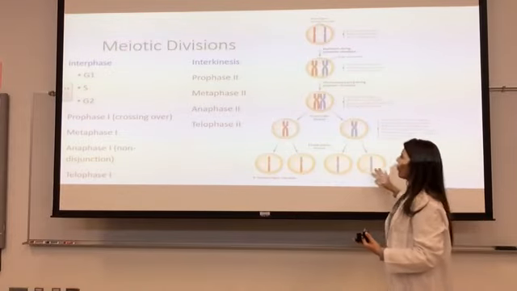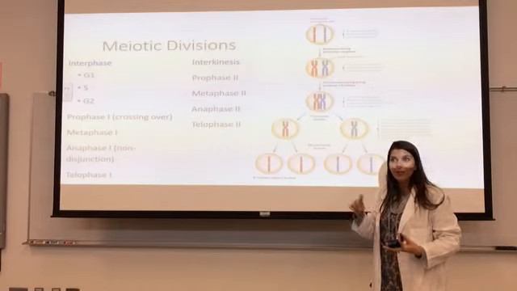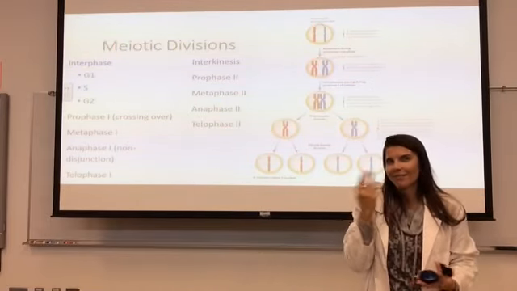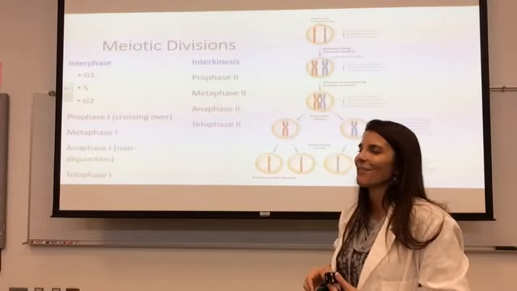And I end up with 4 genetically different haploid daughter cells. And of course, daughter because girls are better. I'm just kidding, but I'm not kidding.